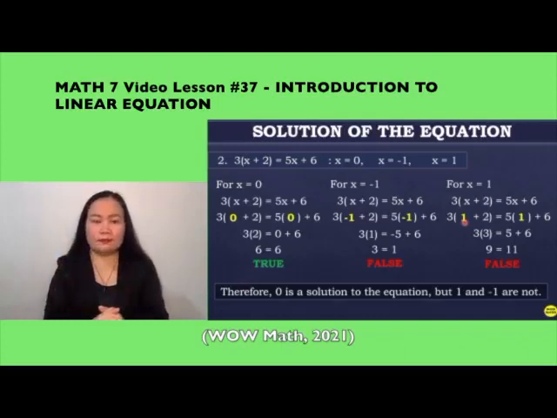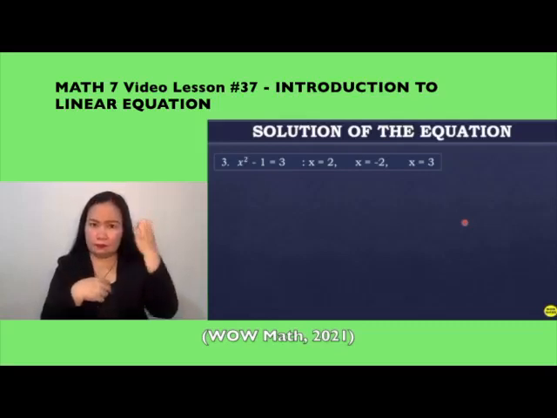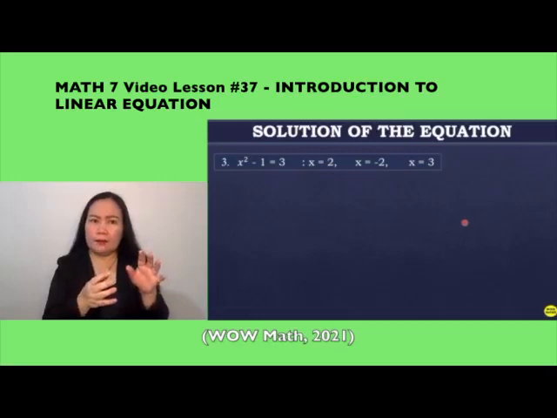Okay? Next. What if ang equation po natin ay merong exponent? Okay, so, ilang solutions kaya ang lalabas kapag ang expression, ang equation natin ay merong exponent? Okay, so, ito pong given natin na x squared minus 1 is equal to 3. This is also an equation. Yun nga lang, hindi po siya linear.